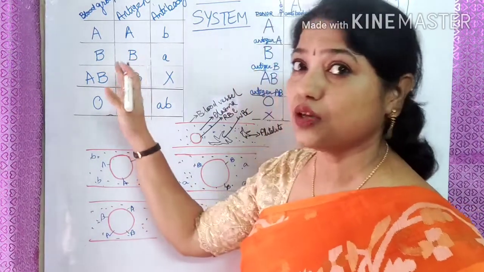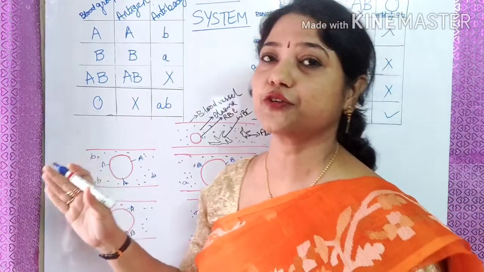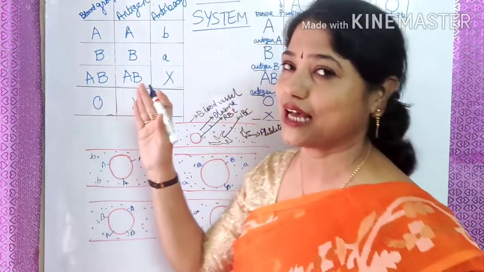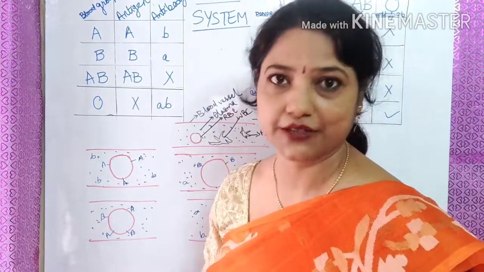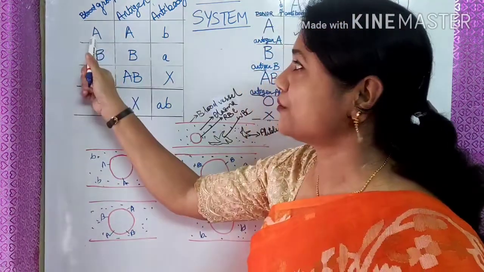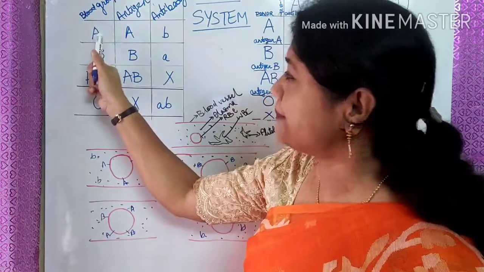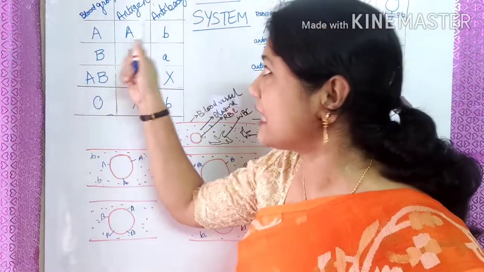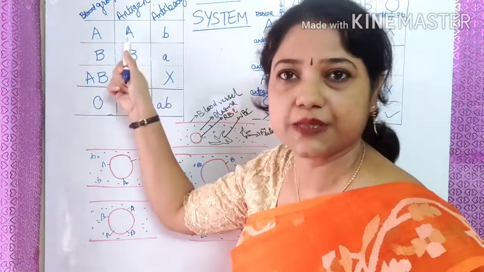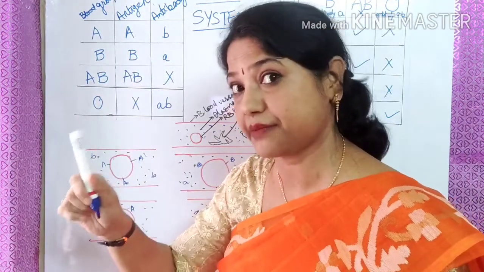Now, let us see what those 4 types of blood groups are and what antibodies and antigens are present in each particular blood group. Blood group A. When a person has blood group A, that means the antigen present on the RBC will be A, remember.